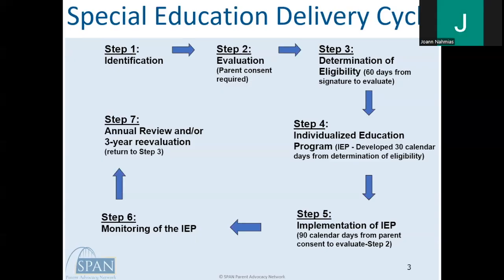Then we move on to implementation of the IEP. And from there, we have ongoing IEP monitoring and the annual or triennial reviews. Remember, this is an ongoing cycle. Every 3 years, the district will contact you to discuss a reevaluation plan.